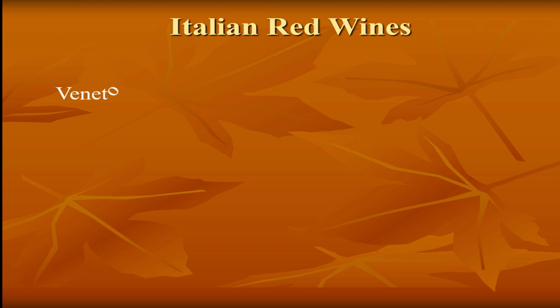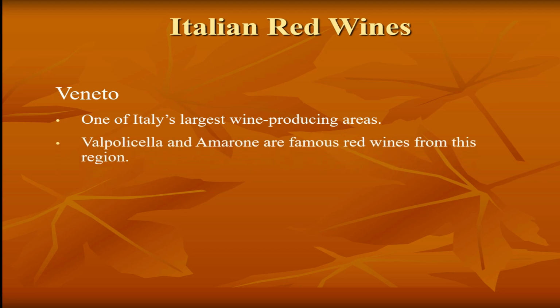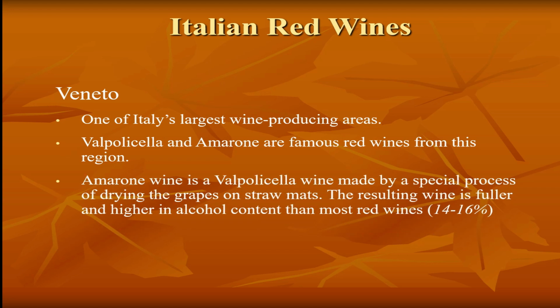Next is Veneto, one of Italy's largest wine-producing areas. Valpolicella and Amarone are famous red wines from this region. Amarone wine is a Valpolicella wine made by a special process of drying the grapes on straw mats. The resulting wine is fuller and higher in alcohol content than most red wines, ranging from 14% to 16%.